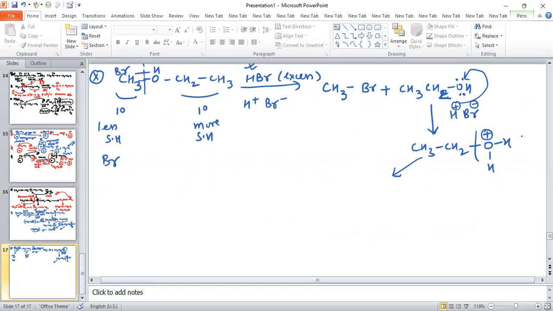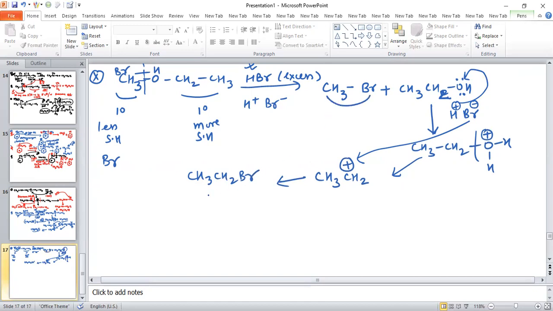Therefore, water will be removed. When water is removed, it will form CH3CH2+. Now this Br minus will attack at this point, and the product formed is CH3CH2Br. So one of the products is CH3Br and another product is CH3CH2Br, when HBr is present in excess amount.